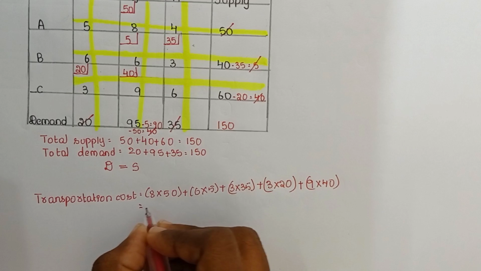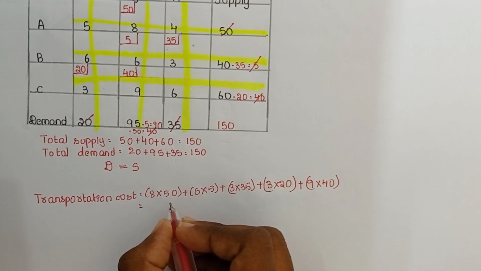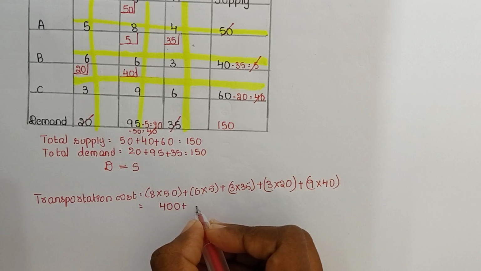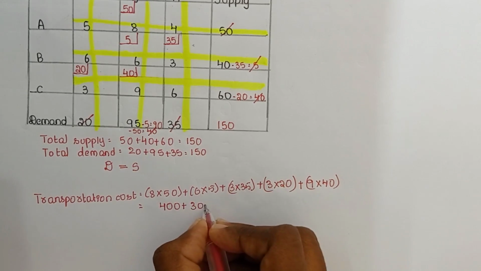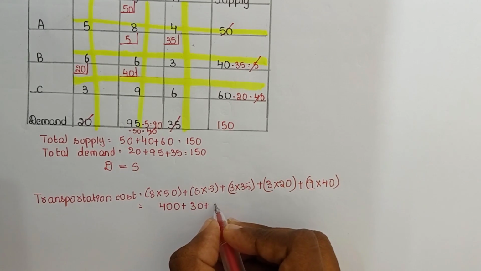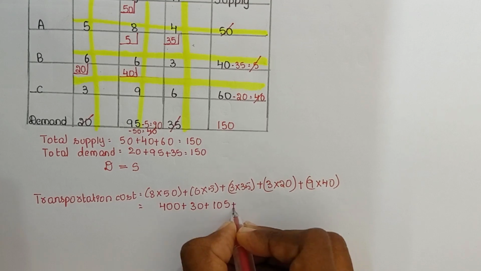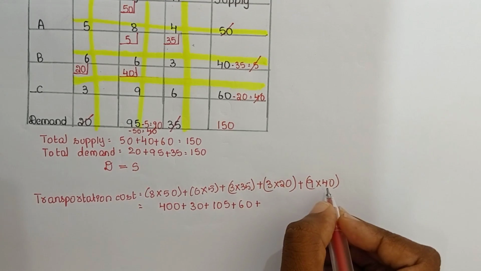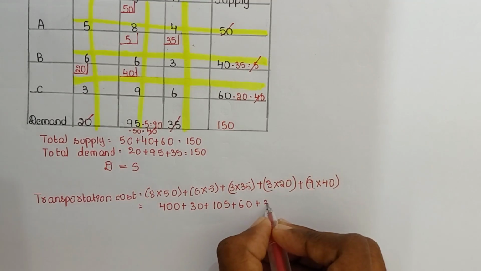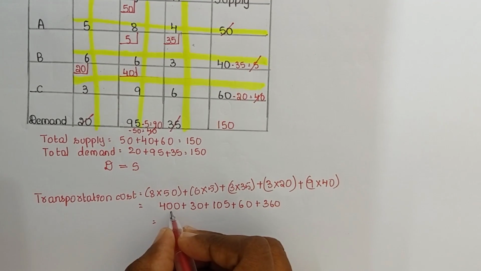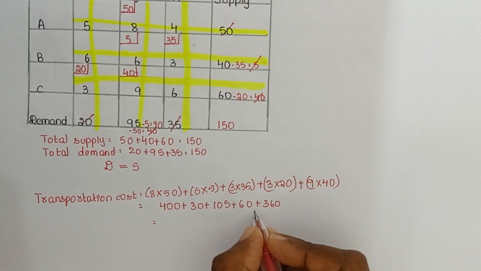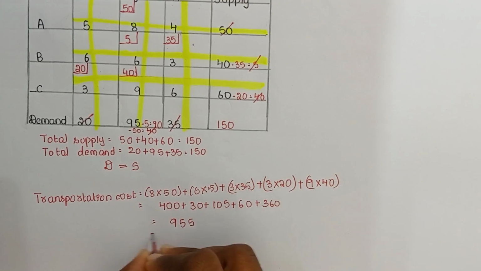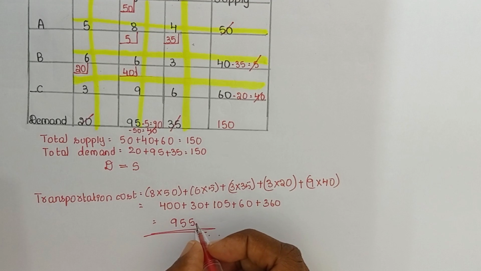Okay, so 8 into 50 is 400 plus 6 into 5 is 30 plus 3 into 35 is 105 plus 3 into 20 is 60 plus 9 into 40 is 360. So 400 plus 30 plus 105 plus 60 plus 360 is 955. So our transportation cost is 955.